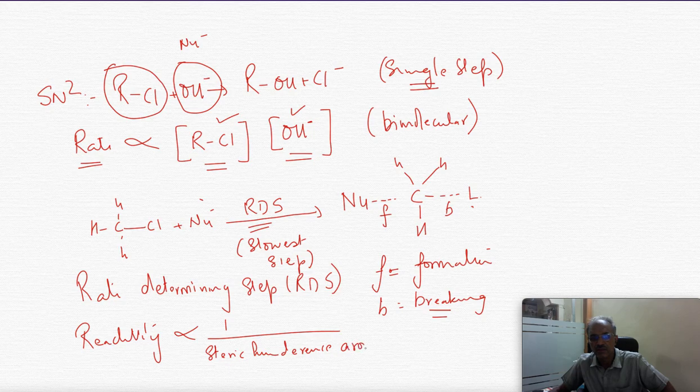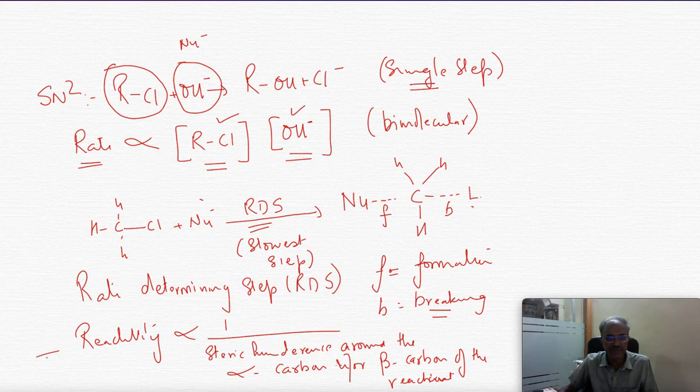Steric hindrance around the alpha carbon and or beta carbon of the particular reactant. Just make a note of it. Reactivity is inversely proportional to the steric hindrance. That means if more the steric hindrance, the reactivity decreases. Lesser the steric hindrance, the reactivity increases.